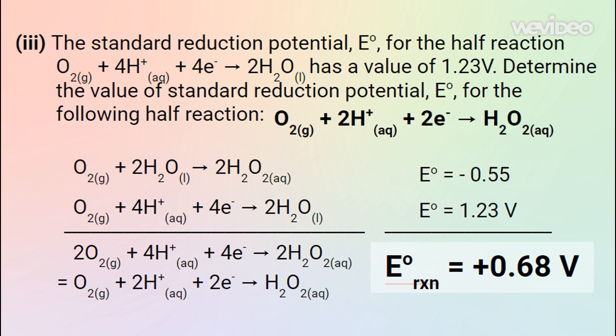Using a standard reduction potential chart, we find the other half reaction and find both the standard potential values. These two values are combined to find the overall standard potential. The answer is 0.68 volts.